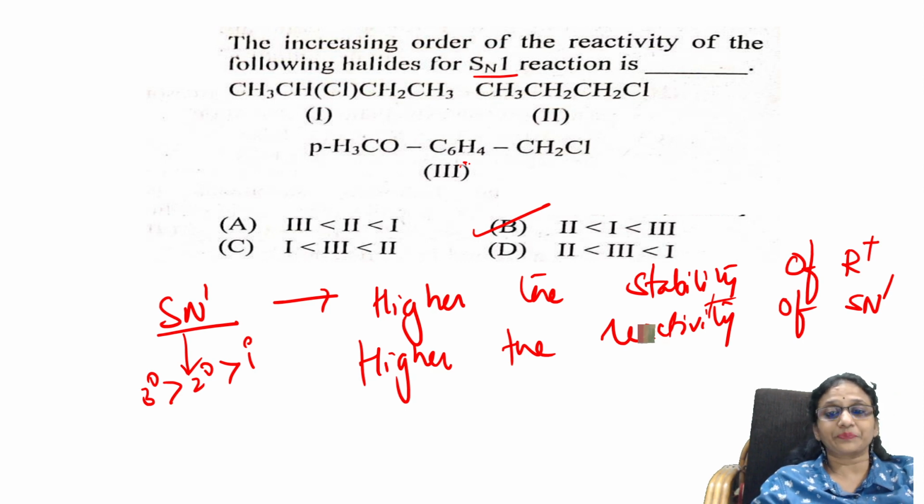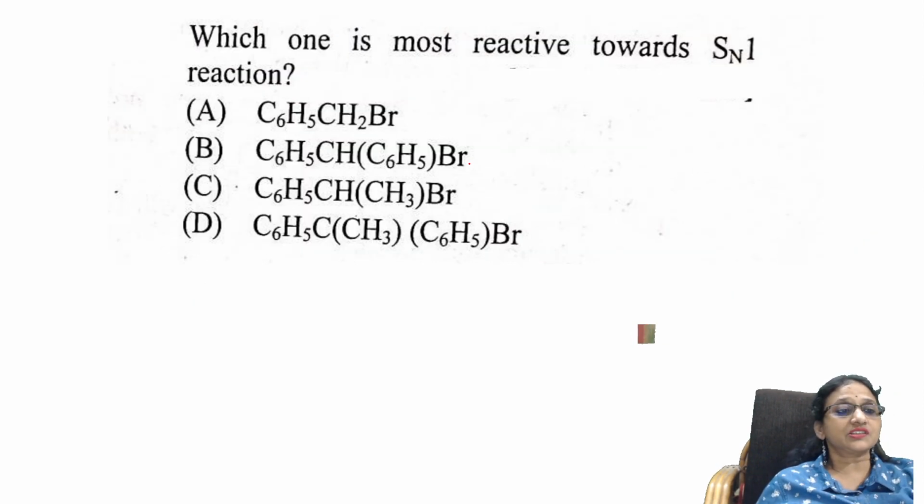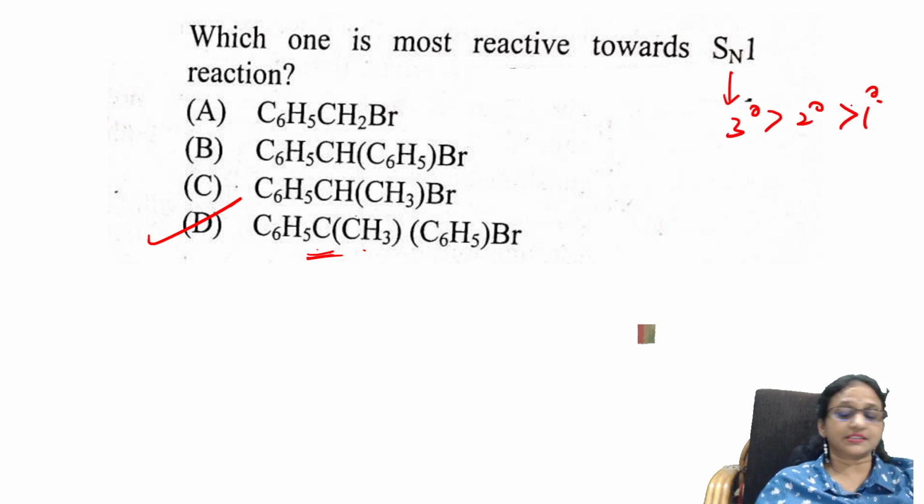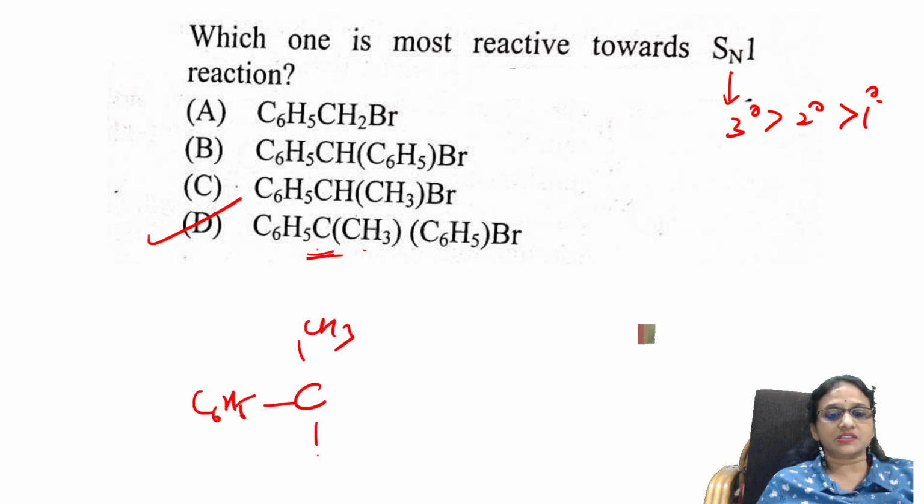Clear? Okay. Which of the following is most reactive towards the SN1 mechanism? Students, check for the tertiary carbocation. Easy. Next one, because here tertiary is always preferred. How do I draw this? See here: C6H5, CH3 is here, C6H5 is here, and Br is here.